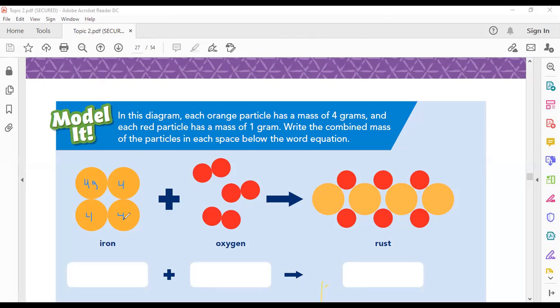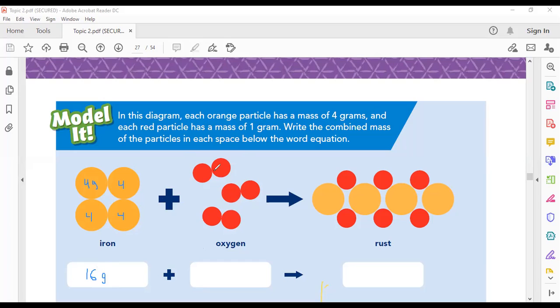So what is the total mass of iron atoms? It will be 16. Last time when we solved it, what did we write? 4, sorry. So this is 16 what? Grams. 16 grams. Understood? Let's continue.